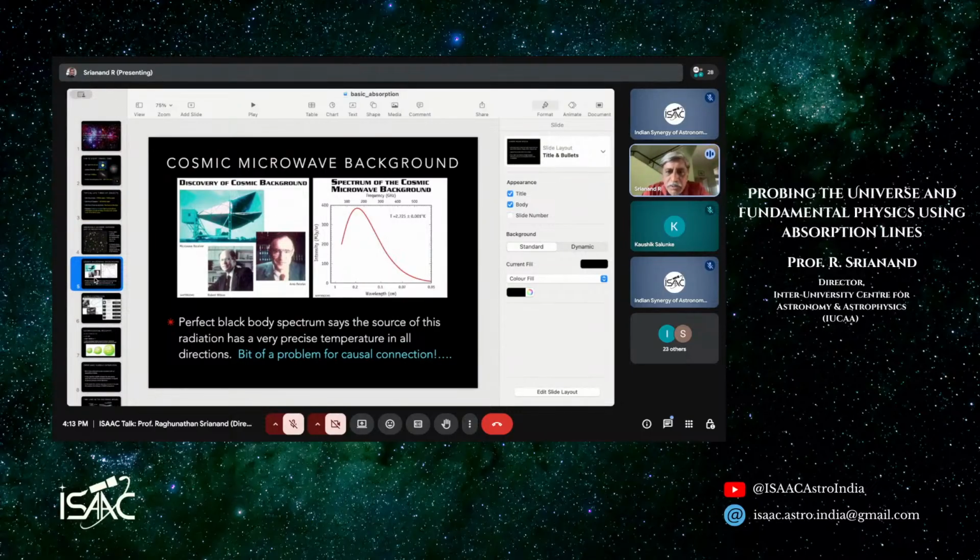The first thing was something known as cosmic microwave background. What happened was in the 1960s, and you can see in the left-hand side, there is a beautiful antenna, which was originally built to track aircrafts coming from distant. But when people started observing with this antenna, they started detecting signal from every direction. The first thing which happened was the signal was there everywhere.